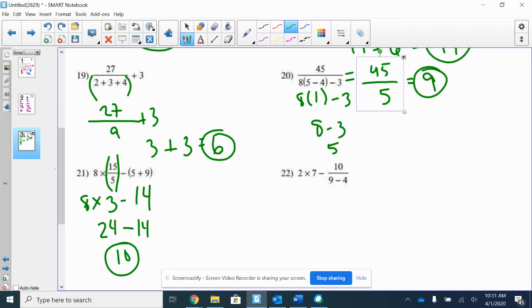Last one, I have a fraction bar again. So 10 divided by 9 minus 4. I can solve this first, which yields 5. And then divide those out. 10 divided by 5 is 2. So I have 2 times 7 minus 2. So I have multiplication before subtract. So 14 minus 2 yields 12.